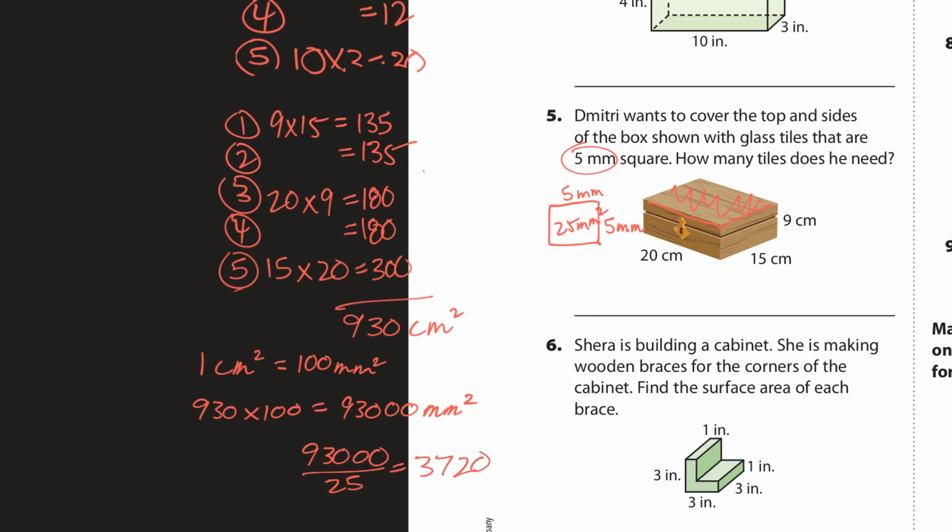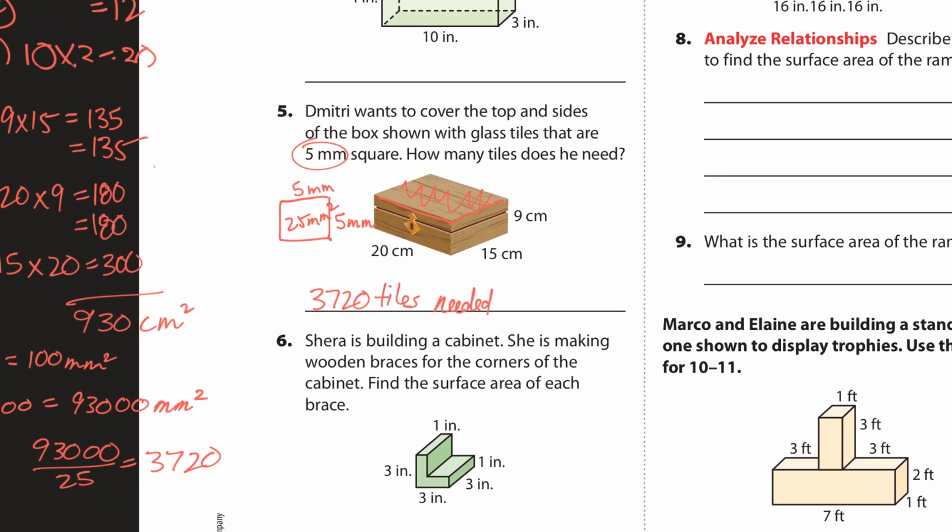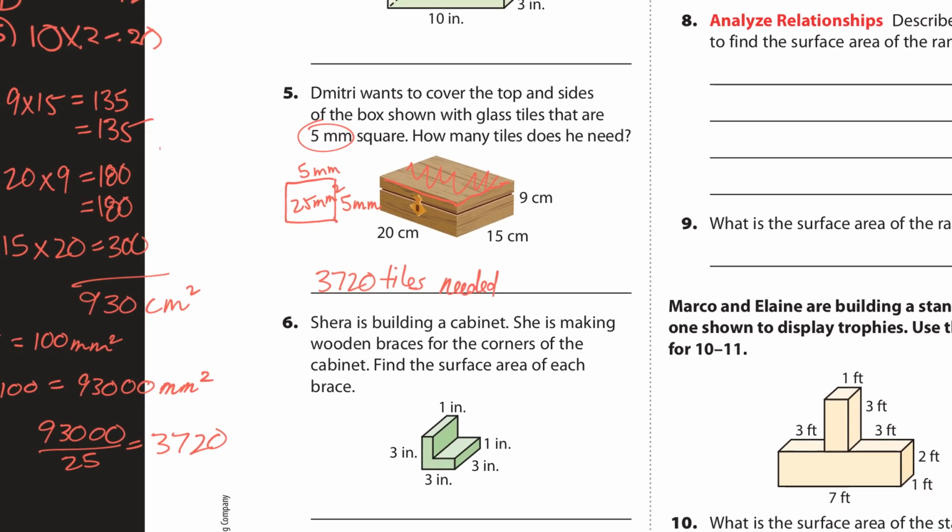3,720. So it'd be, how many tiles? 3,720 tiles. And that is, yeah, tiles needed. Oof. Boy, that was tricky. That one little conversion right there is real tricky.